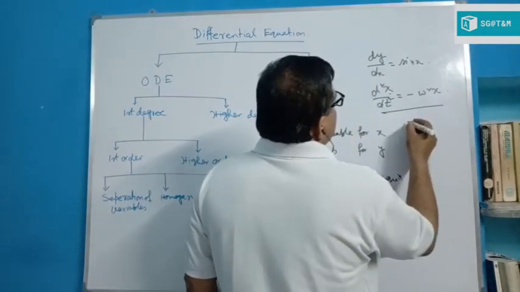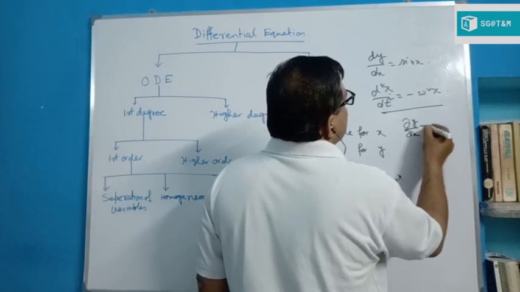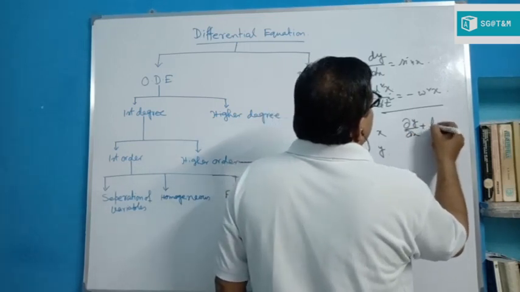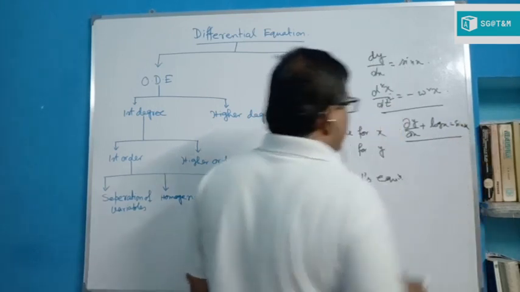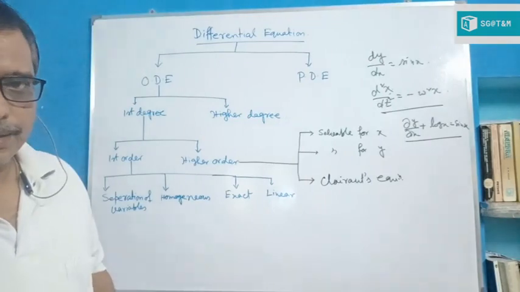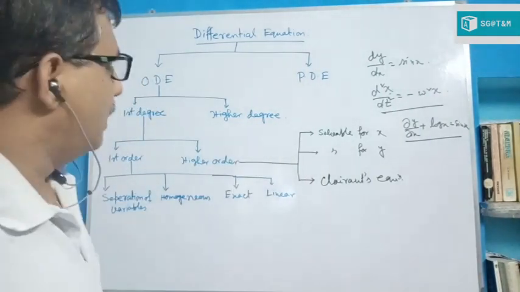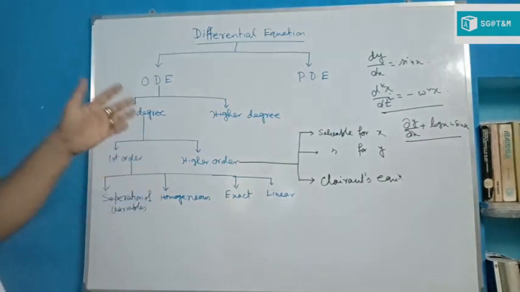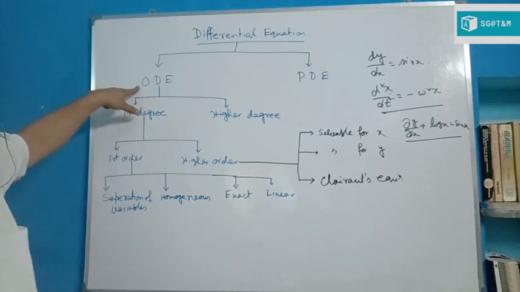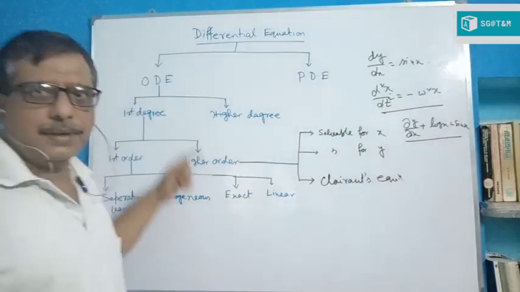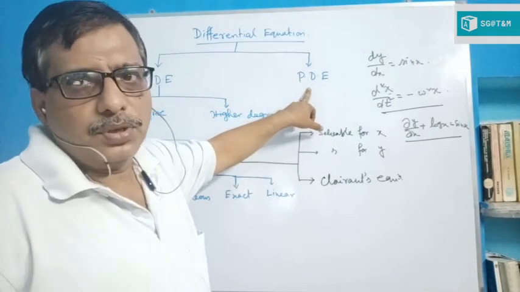Or if we write del y/del x plus log x is equal to sin x, this is also differential equation. We take del y/del x, it is partial obviously. So first we define differential equation, divide into two parts. One is ordinary differential equation, ODE means ordinary differential equation, and PDE means partial differential equation.